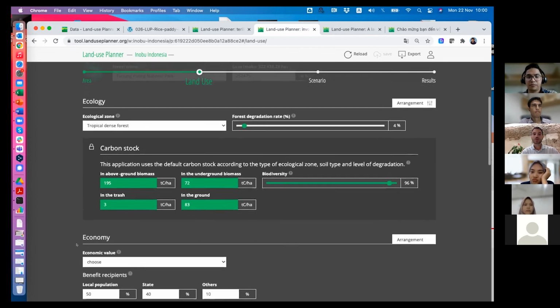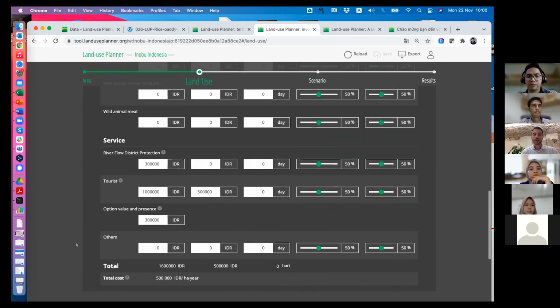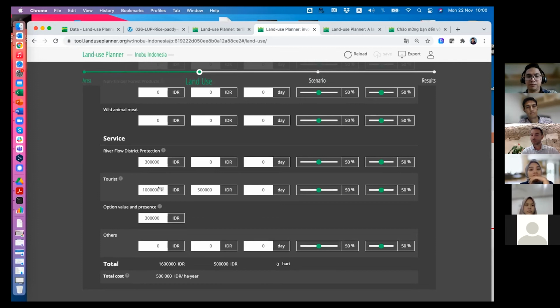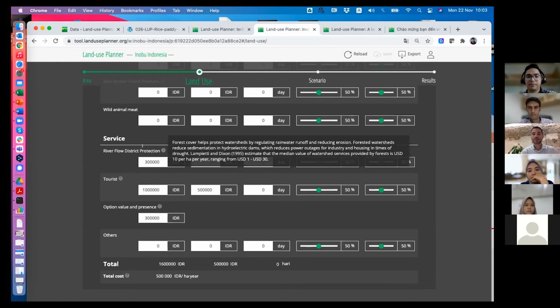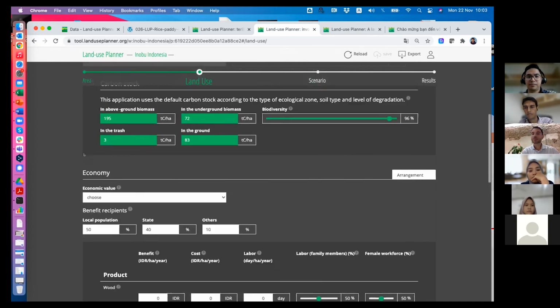For tourism, this is a national park in Indonesia. So for tourism, you can put the value that tourists pay for this forest. How many tourists? Do they have to pay an entrance fee? These kind of things. So for each of those, we provide some limited guidance. We also provide some benchmark.